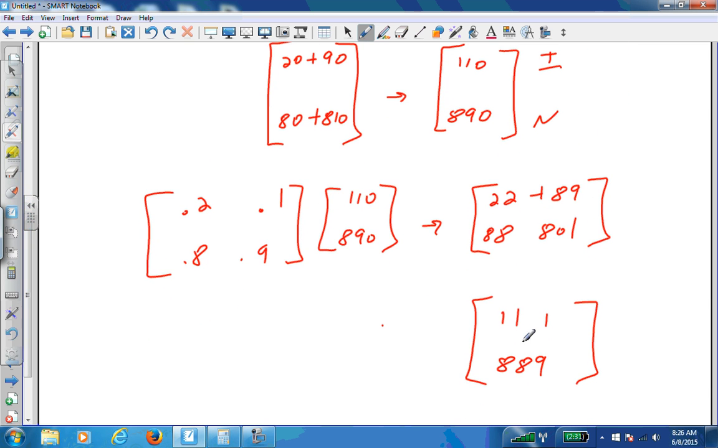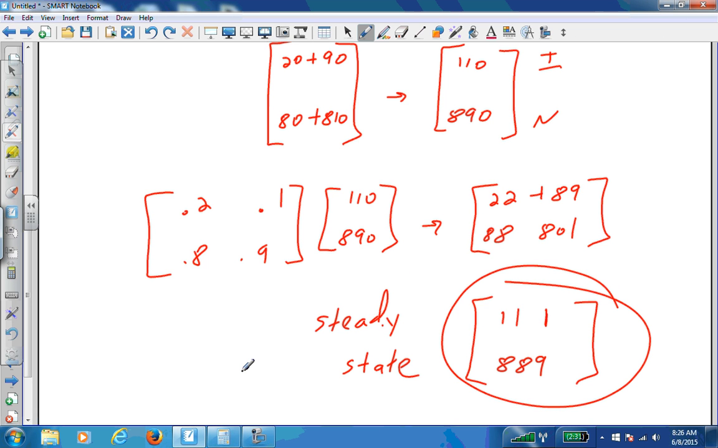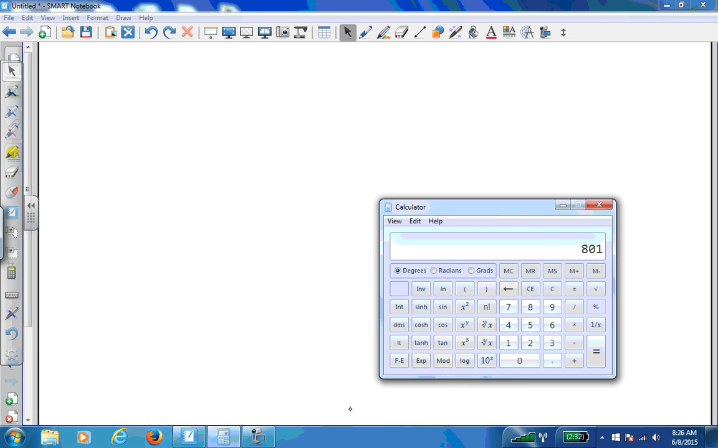Notice there we didn't get much change. After a while, we have relatively no change from one week to the next week. And once we reach that point, this is called a steady state. So our population is going to, in general, maintain these parameters. There will be roughly 111 infected, 889 that are not infected as we progress throughout the following weeks. So that's one application of matrices.